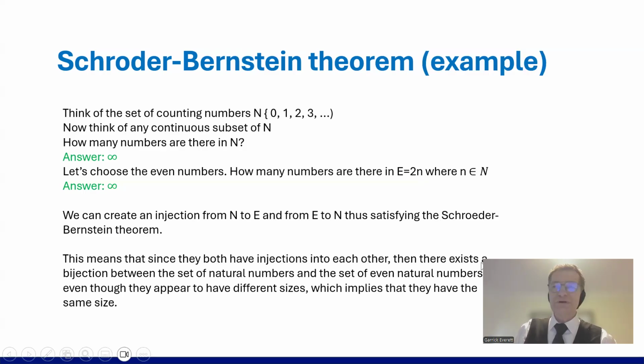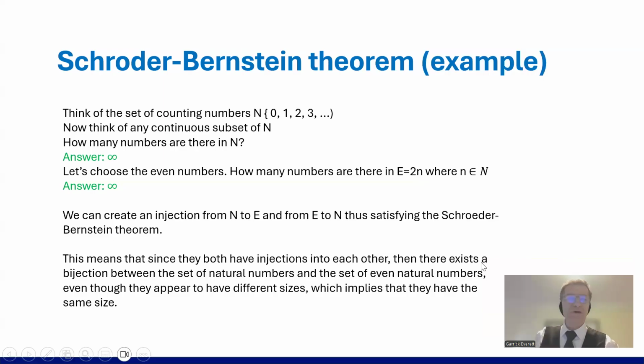This means, can I just make this a little bit smaller? There we go. This means that since they both have injections into each other, there exists a bijection. In other words, they're one-to-one and onto between the set of natural numbers and the set of even natural numbers, even though they appear to have different sizes, which implies they have the same size. So this is the mind-blowing stuff of, hang on, we're talking about infinity to infinity, but that's half infinity. Well, the Schroeder-Bernstein theorem says that if you can have injections into each other, then there must exist a bijection which makes them one-to-one. So I'm going to leave you with that.